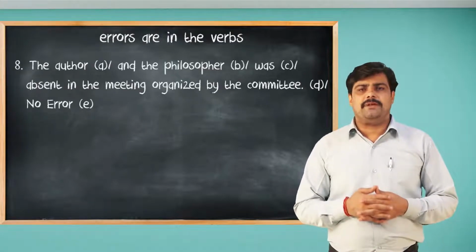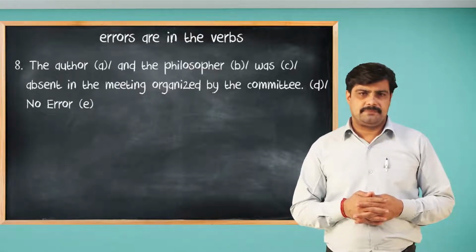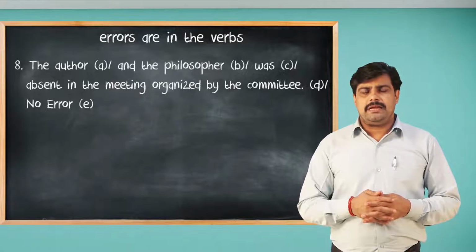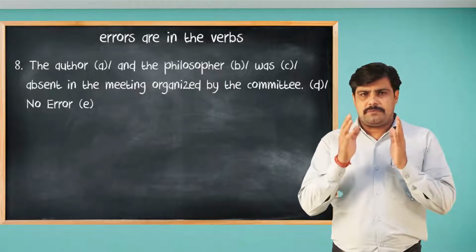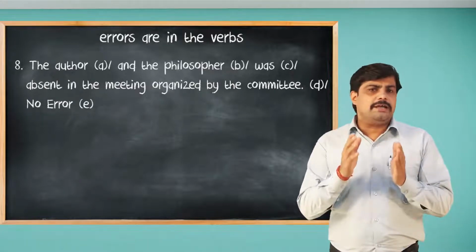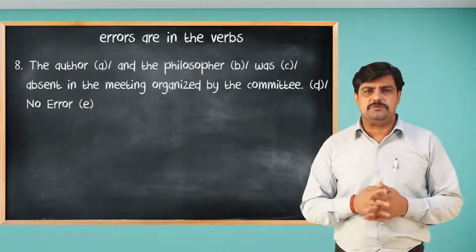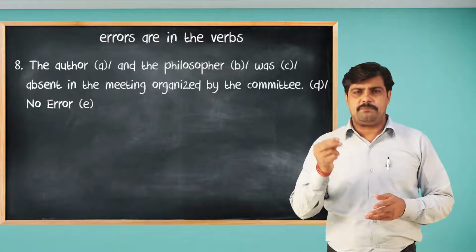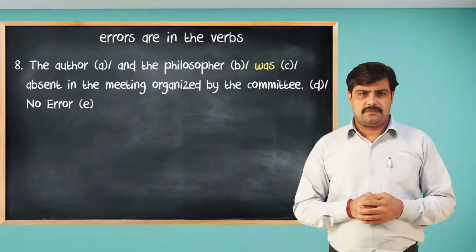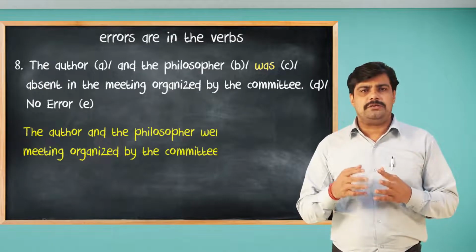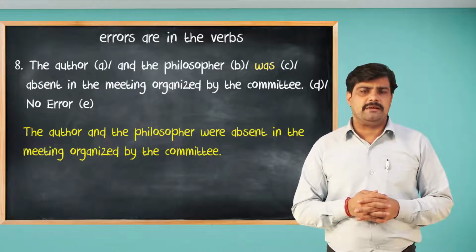Let's take another sentence. The author and the philosopher was absent in the meeting organized by the committee. Now in this sentence, the subject is the author and the philosopher, because the article the is used before both author and philosopher. So they are representing two. So the verb should be in plural. Was is to be replaced by were. And say now the sentence, the author and the philosopher were absent in the meeting organized by the committee.